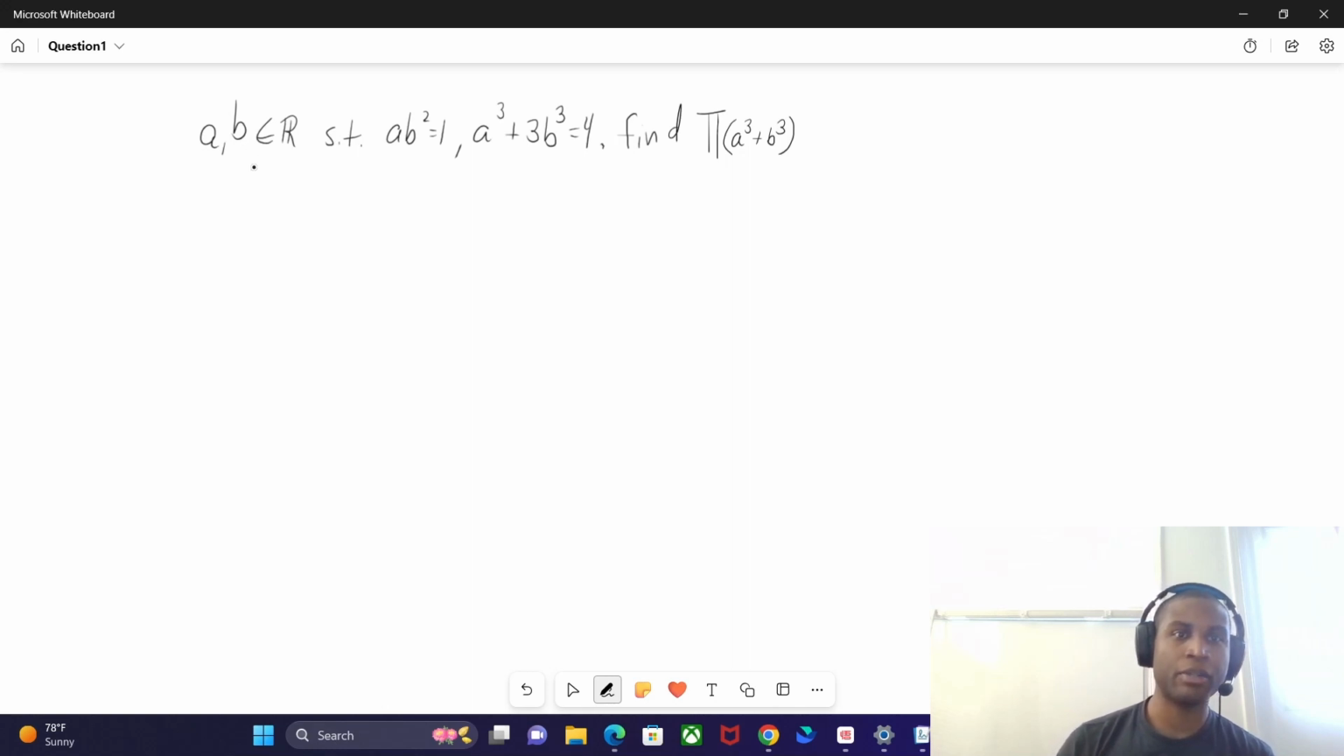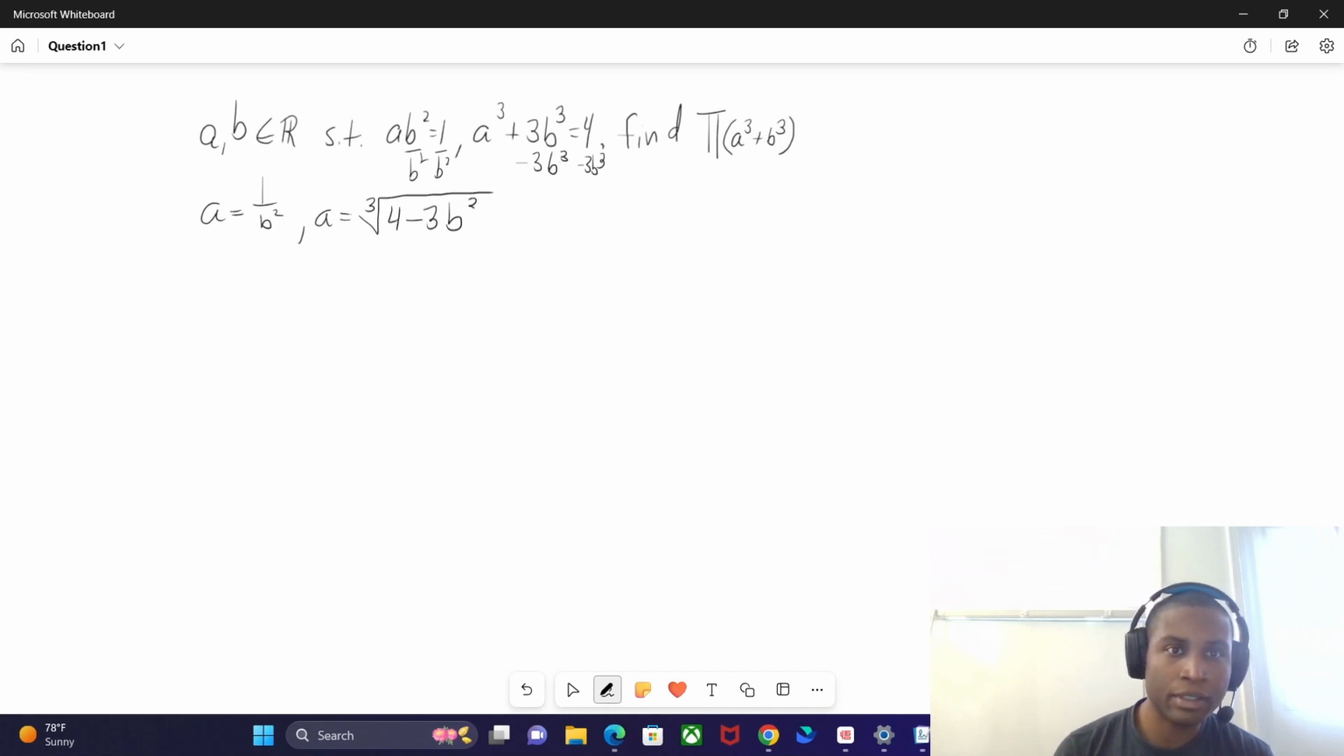So the first thing I'm going to do is rewrite these two equations in terms of a. To get our first simplified equation, a equals 1 over b squared. Our second simplified version, a equals the cube root of 4 minus 3b cubed. We can set them equal to each other and see if we can rewrite the solution to the system of equations in terms of b.